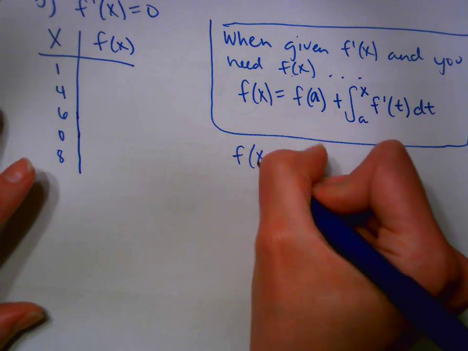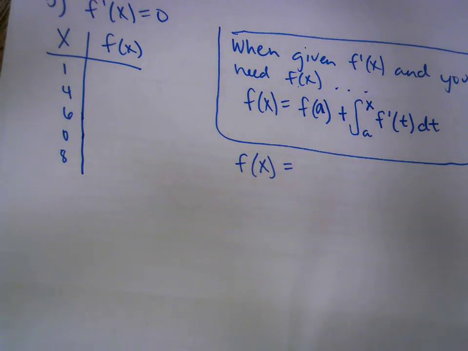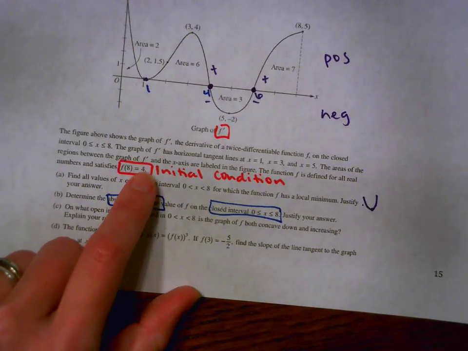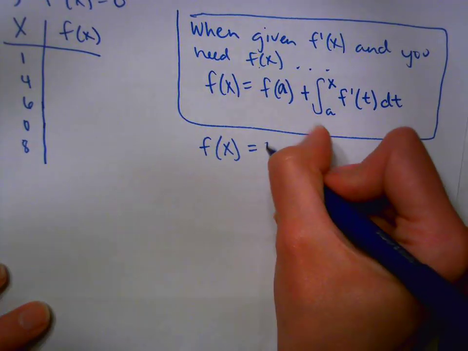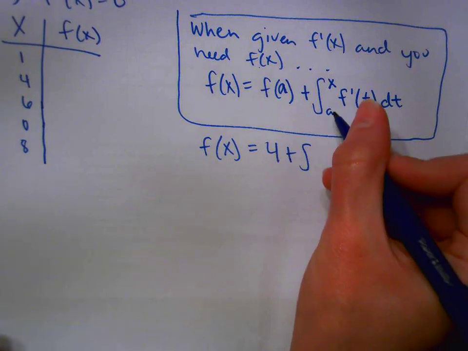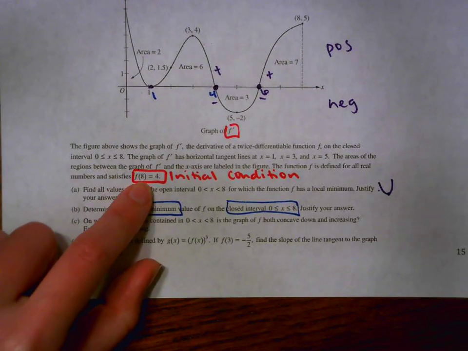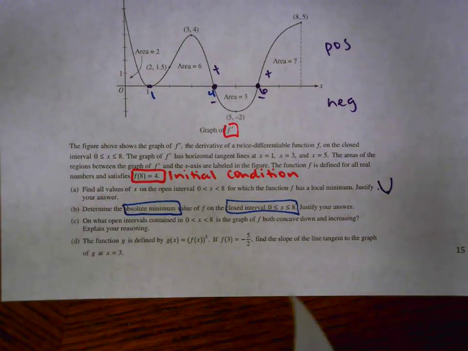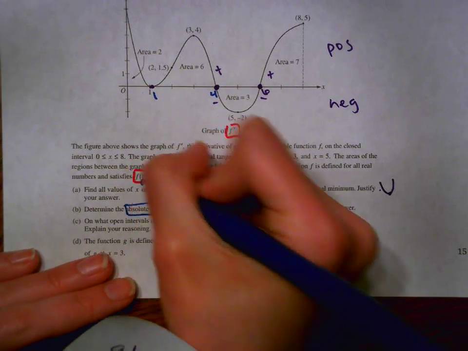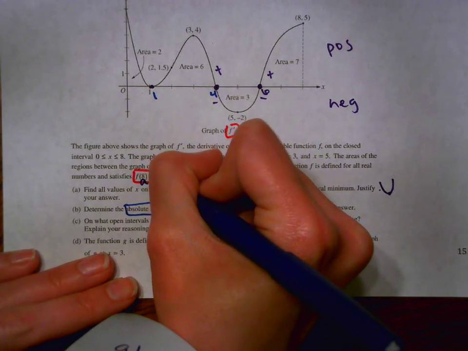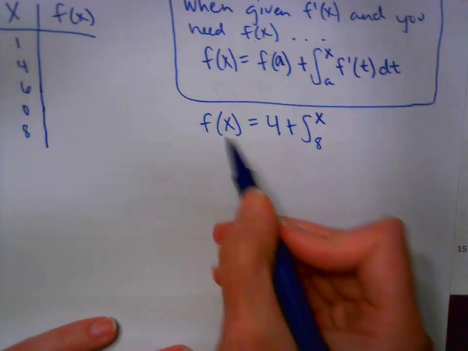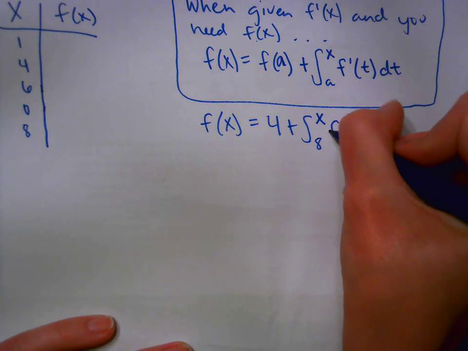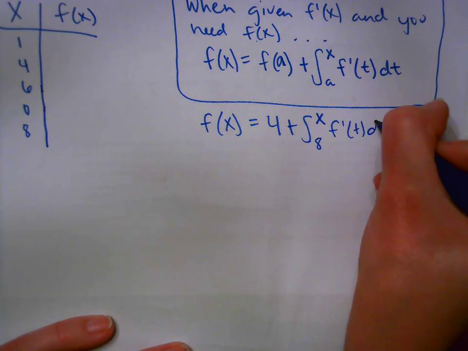So in this problem, our f of x equation will equal f of a. So what is that? That's the y value, which is 4, plus the integral from a, which is the x value that went with that. So that's 8, right? A is inside the parentheses. What it equals is f of a. So 8, to keep that x, that's what you're plugging in, of your derivative.